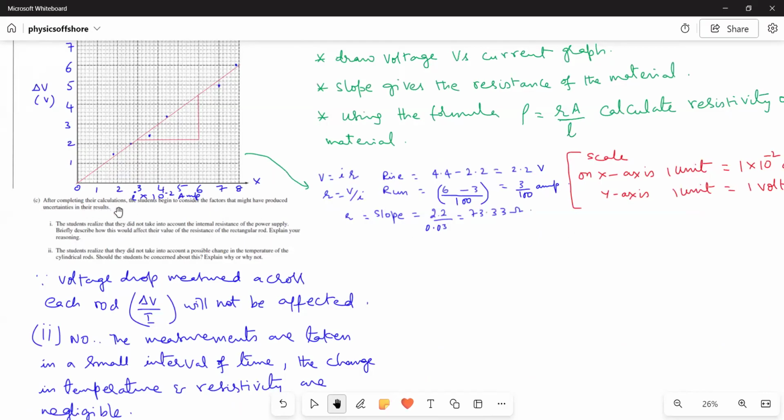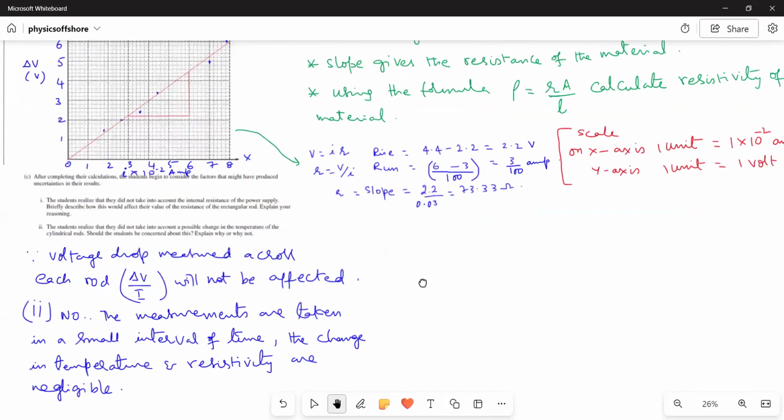Then next, after completing their calculations, the students begin to consider the factors that might have produced uncertainties in the results. Now, they are thinking that they have not considered the internal resistance of the DC circuit battery. Will it affect the experimental results? No, it will not affect that much, because for each rod they are taking the ratio of the voltage and current. So it will not affect the results, or the calculations. In any way, it will not affect the total calculation, because for every rod they are measuring the voltage drop across each rod, so that will not affect.